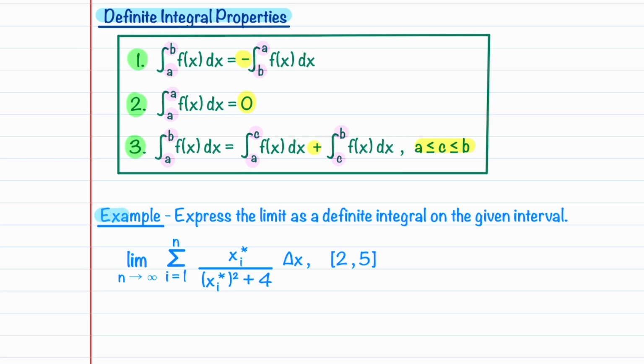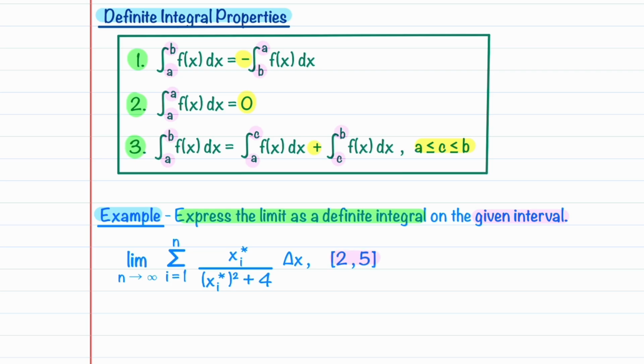Let's now walk through an example. In this example, we are given a limit, and we are going to express the limit as a definite integral on the given interval. Our limit is the limit as n goes to infinity of the Riemann sum, i goes from 1 to n, x sub i star divided by x sub i star squared plus 4 times delta x. And our interval is from 2 to 5.